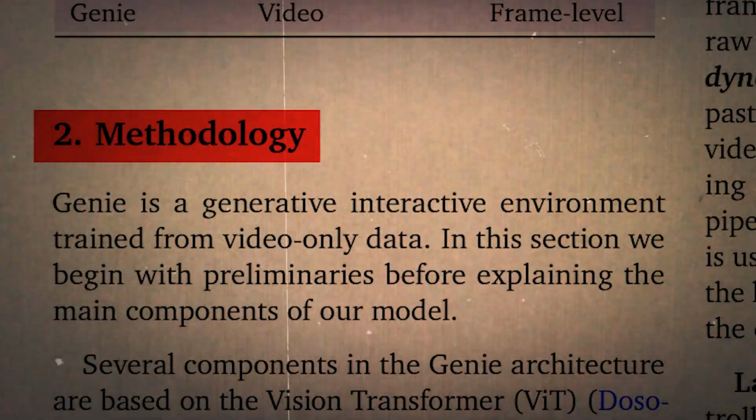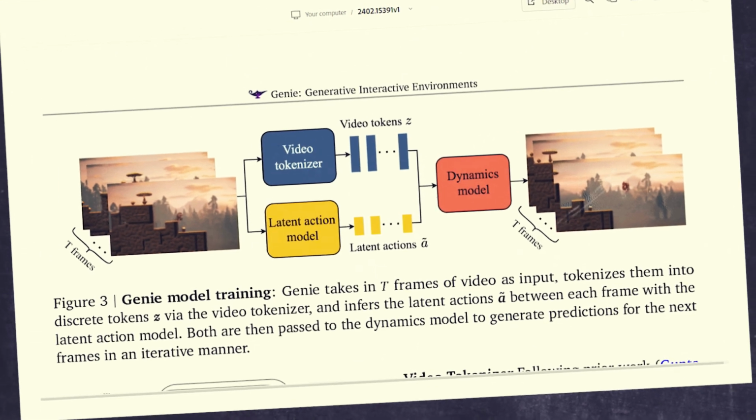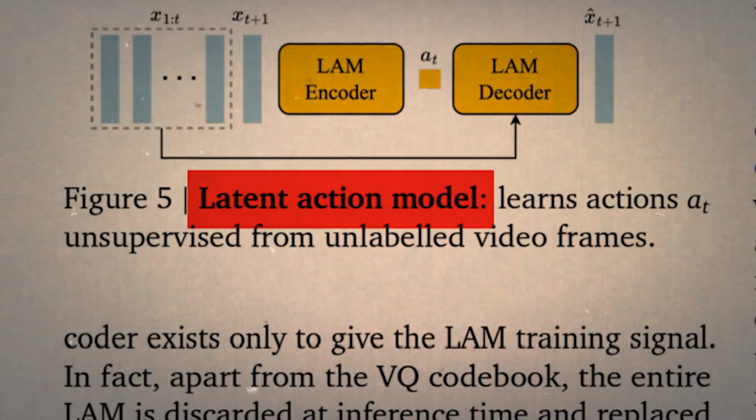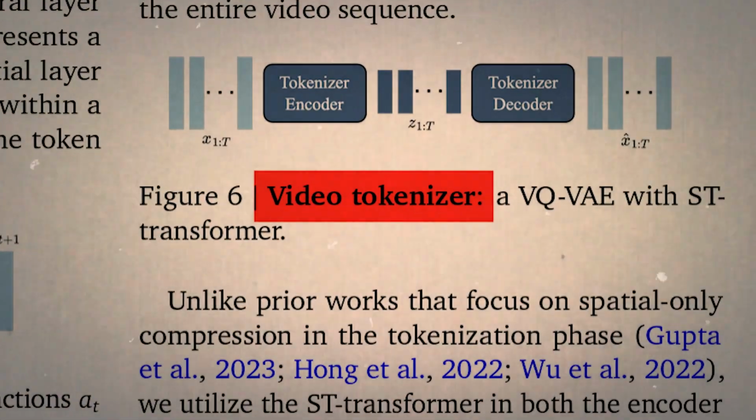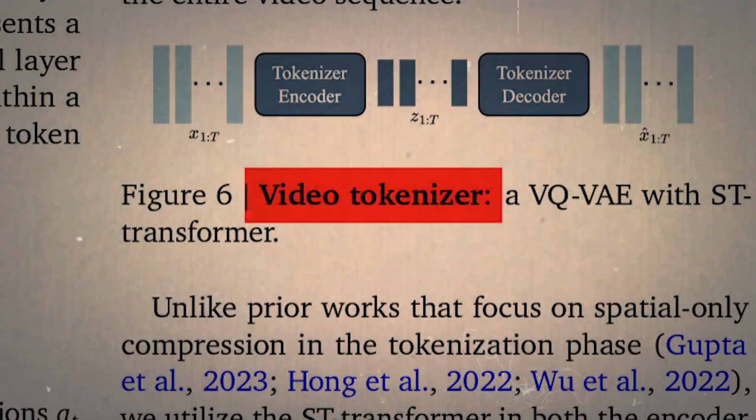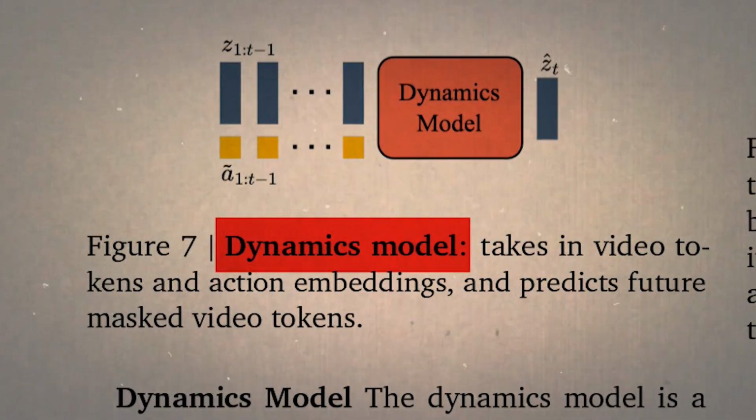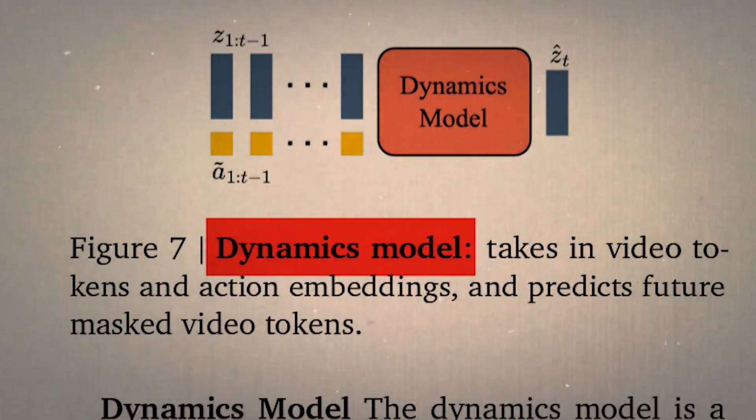Zooming over to the methodology, we understand that the model actually contains 3 key components. 1. A latent action model that infers the latent action between each pair of frames. 2. A video tokenizer that converts raw video frames into discrete tokens. 3. A dynamics model that, given a latent action and past frame tokens, predicts the next frame of the video.